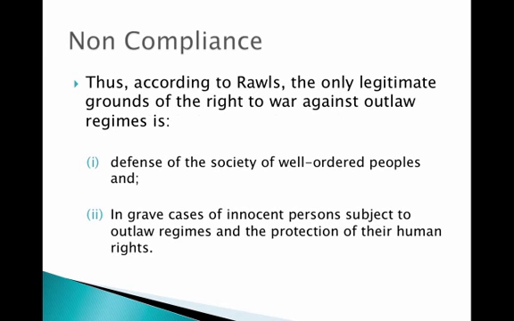Thus, according to Rawls, the only legitimate grounds of the right to war against outlaw regimes would be either defense of the society of well-ordered peoples or, in grave cases, the protection of the human rights of innocent persons subject to outlaw regimes. So the law of peoples is going to bear on just war theory, which we spent a whole week looking at, but this is Rawls's version of a just war theory. So Rawls would be in the tradition of just war in this sense. He's not a pacifist.